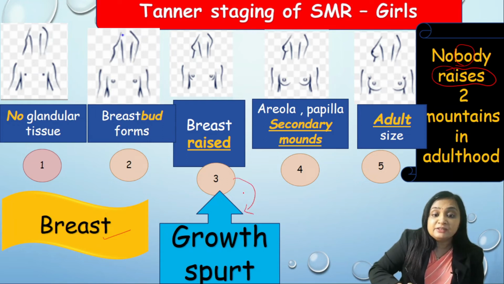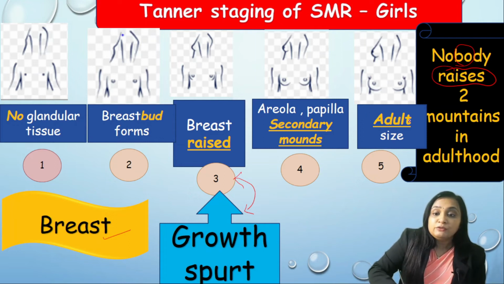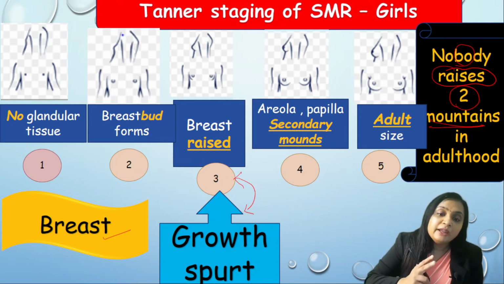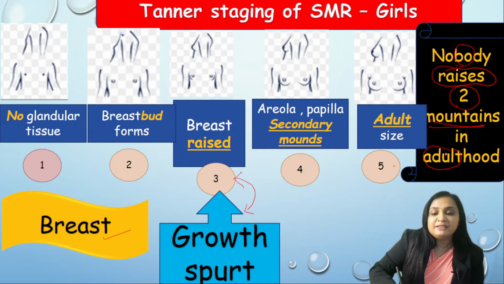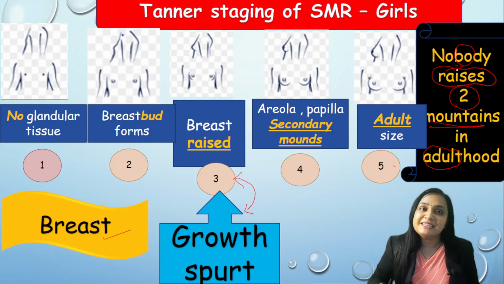here in this third stage we are going to have a growth spurt. The fourth is two mountains. Two mountains means areola, papilla and secondary mounds are present. So two mountains stands for secondary mounds, areola and papilla. And adulthood, stage 5, is adult. So: nobody raises two mountains in adulthood.